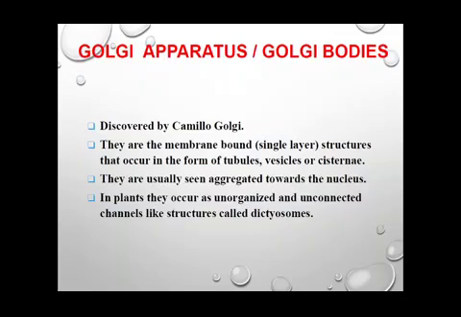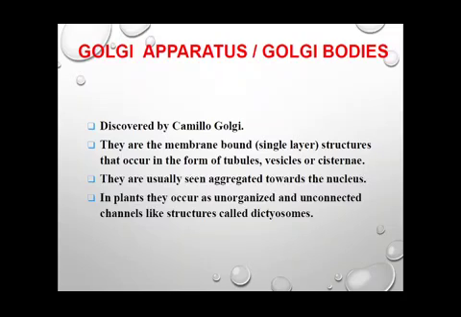So Golgi body was discovered by Camillo Golgi and has the name Golgi bodies or Golgi apparatus. Just like the endoplasmic reticulum, Golgi apparatus or the Golgi bodies are also membrane bound structures. A single membrane is present and they occur in three forms, that is the tubules, vesicles or cisternae. We will see it in the next slide in the form of a diagram.